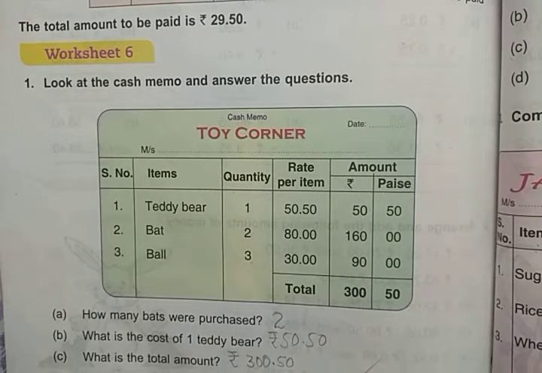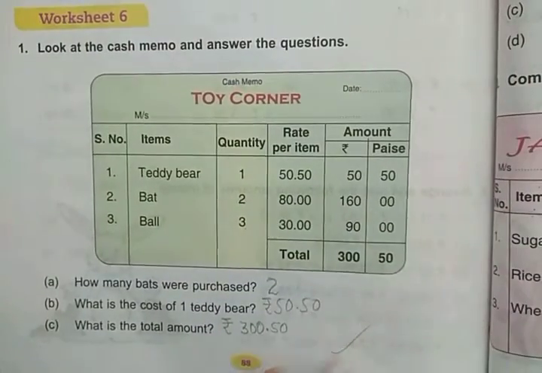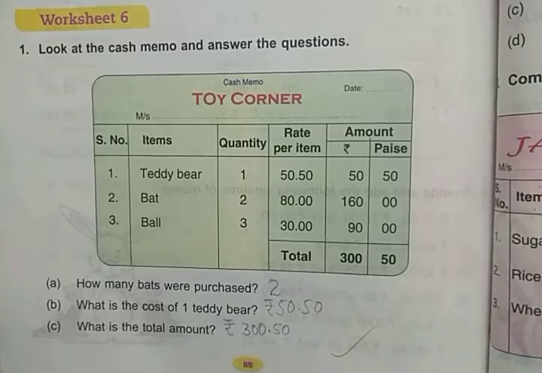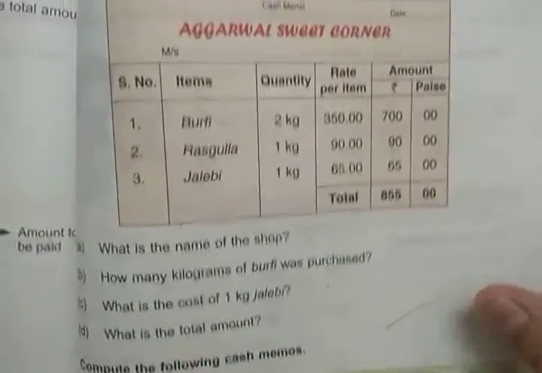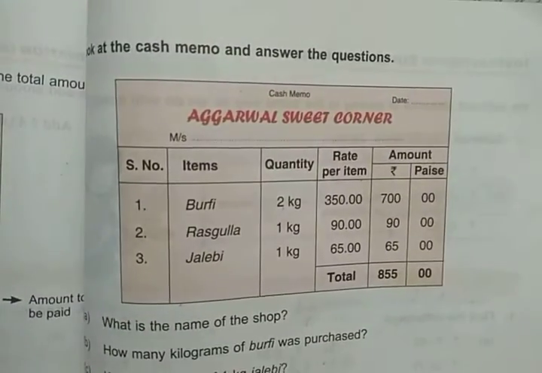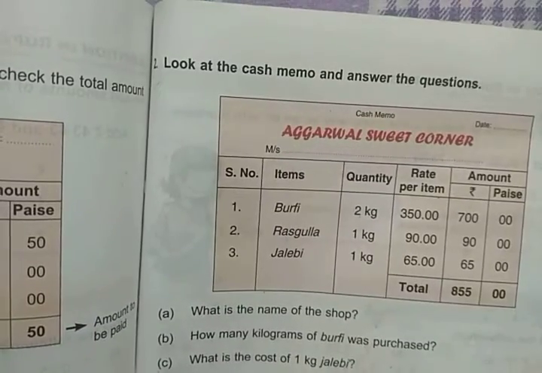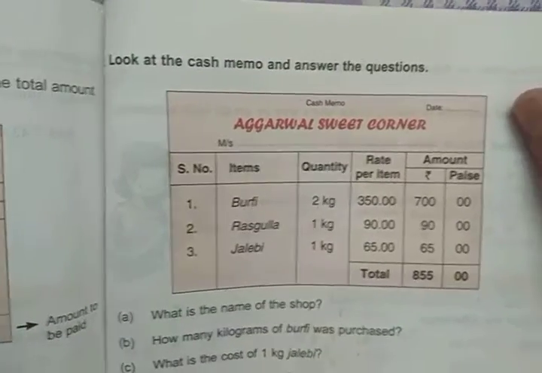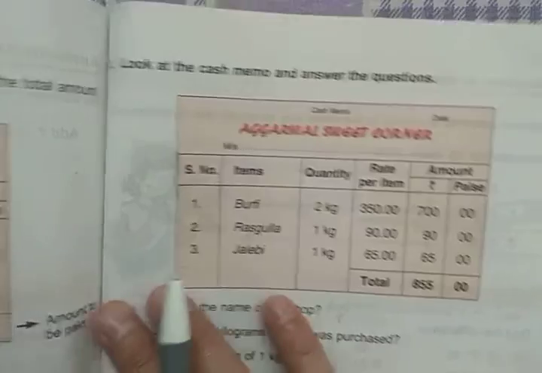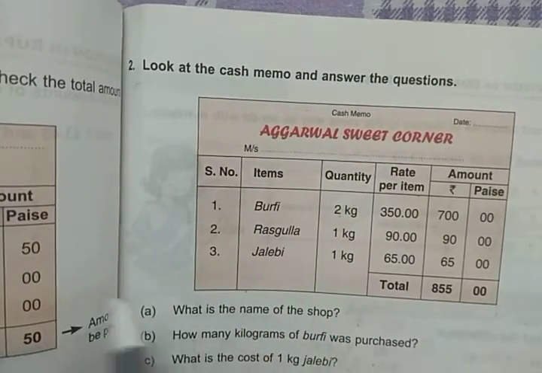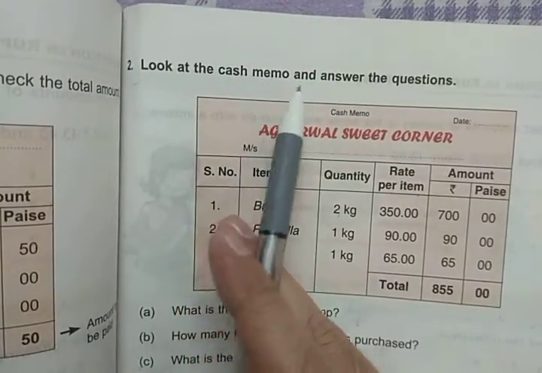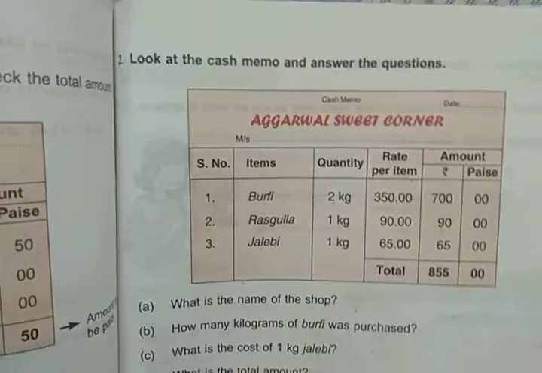So that we have learned in our previous video, and we have done question number 1 of worksheet number 6. Now today we will discuss the remaining questions of this worksheet number 6. So here is again a cash memo given. Look at the cash memo and answer the questions.